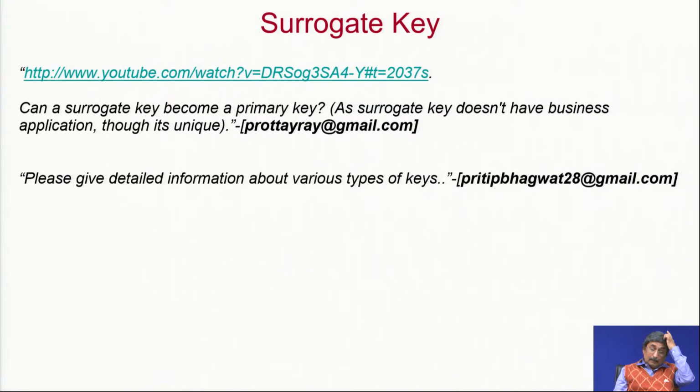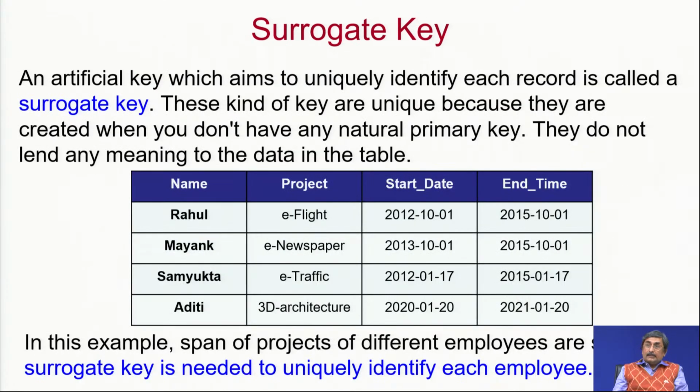Now, another question on primary key is a surrogate key, nice question. Surrogate key is an external key or an artificial key, no doubt about that. Now, take this example, it contains names of people who worked in a project for a particular duration, start date and end date. Now, Rahul may have worked in project T flight, may have worked in another project as well. So, the name Rahul will not be unique in this particular table.